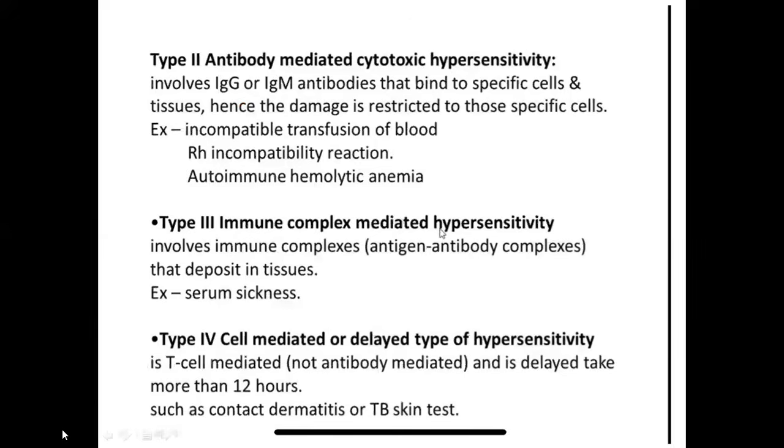Type 2 is generally mediated by IgG and IgM antibodies. Remember these examples: transfusion of blood, RH incompatibility reactions, and all the autoimmune disorders come under type 2. Next is type 3, immune complex mediated hypersensitivity. An example is serum sickness, in which antigen-antibody complexes get deposited in tissues and joints. Type 4 is delayed, generally mediated by T cells. Delayed means it will take some period of time, 12 to 24 hours, before you can see the action. Dermatitis or the TB skin test is an example of type 4.